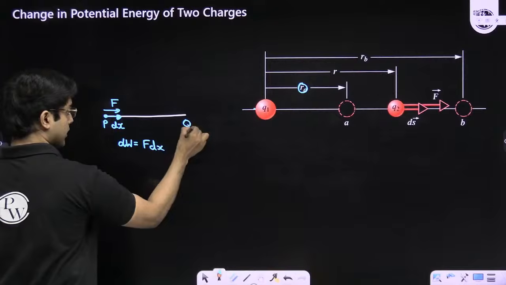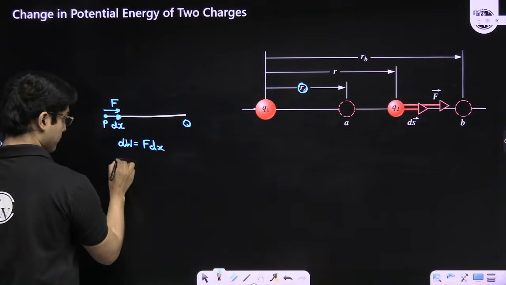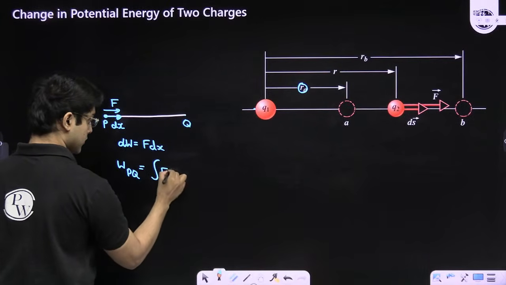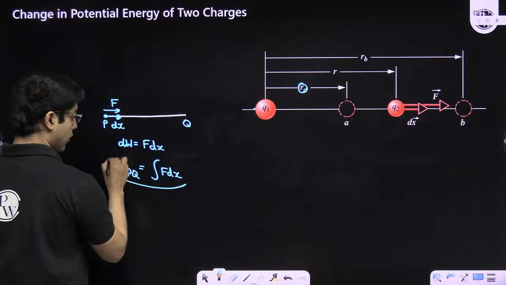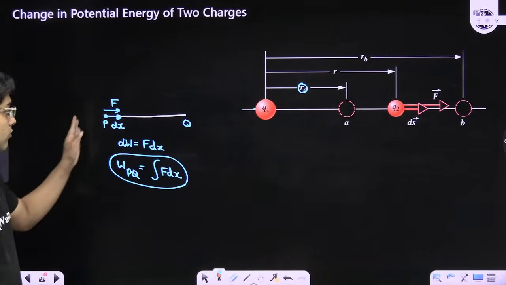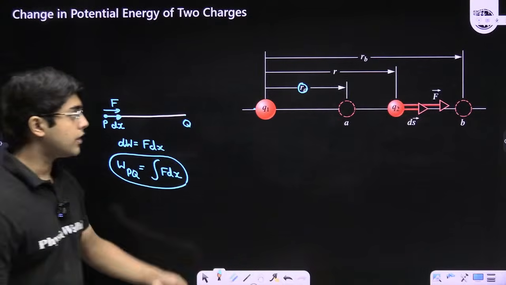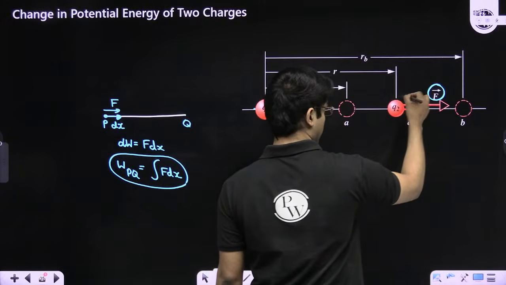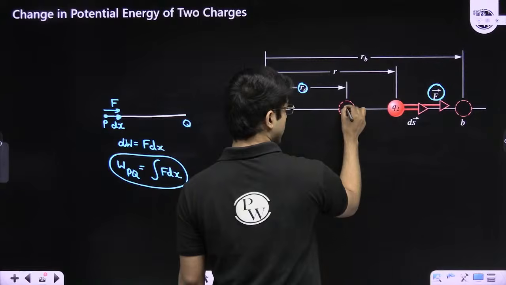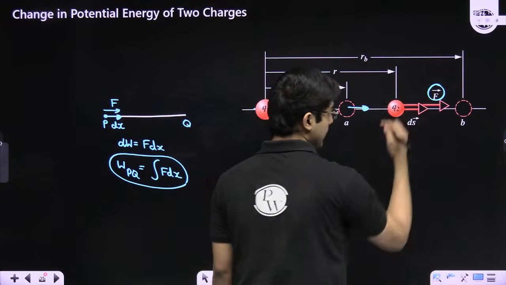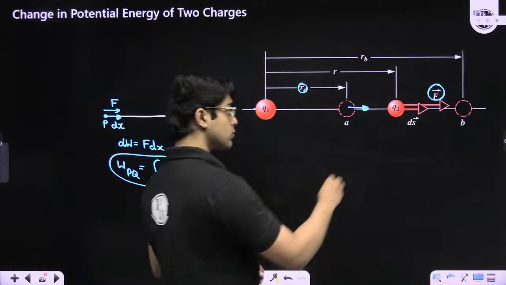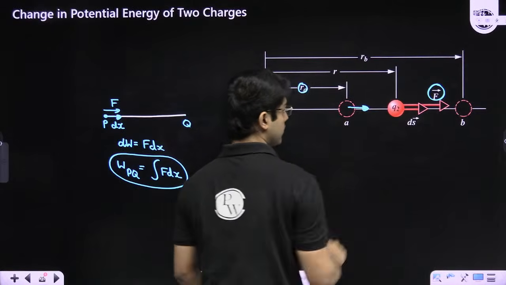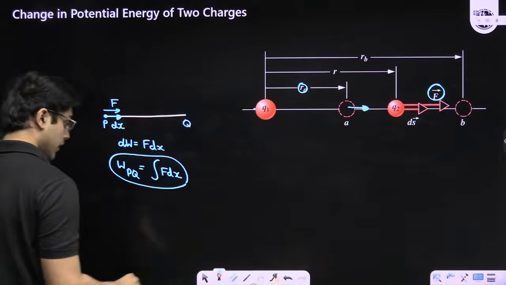Then if I want the work done by this force F from P to Q, I will just integrate this. Integrating F dot displacement will give you the work done, right? So here we are trying to calculate the work done by the electrostatic force. Of course, if you place Q1 and Q2, the Q2 will be repelled away by the electrostatic force. This electrostatic force is the conservative force, and that will perform some work on the Q2 charge. So we are trying to calculate that.